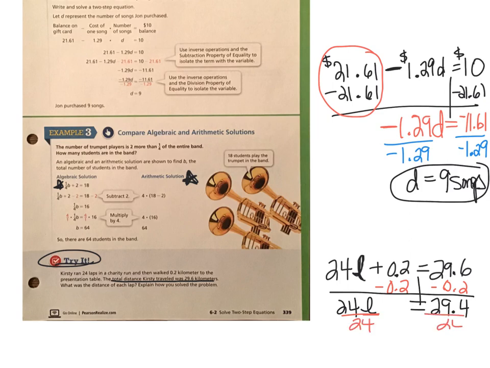And what we find out is each lap was 1 and 225 thousandths kilometers. Again, get your calculator out and don't try to do all the math in your head. Check yourself on the calculator.